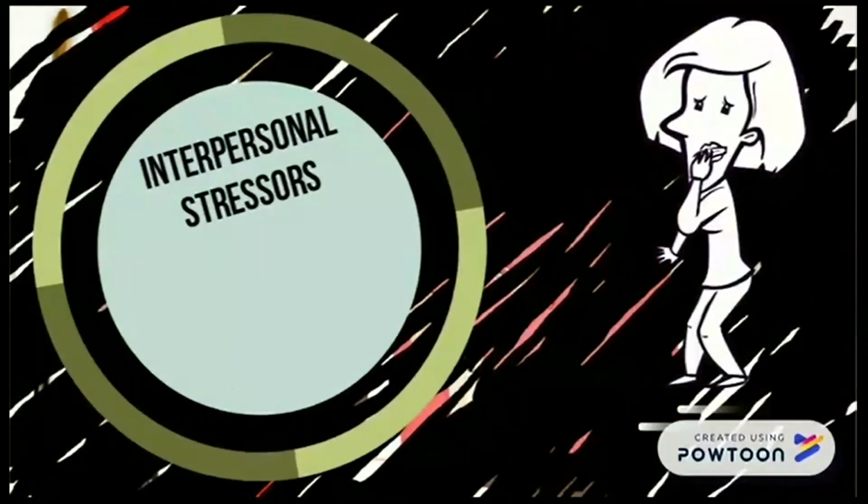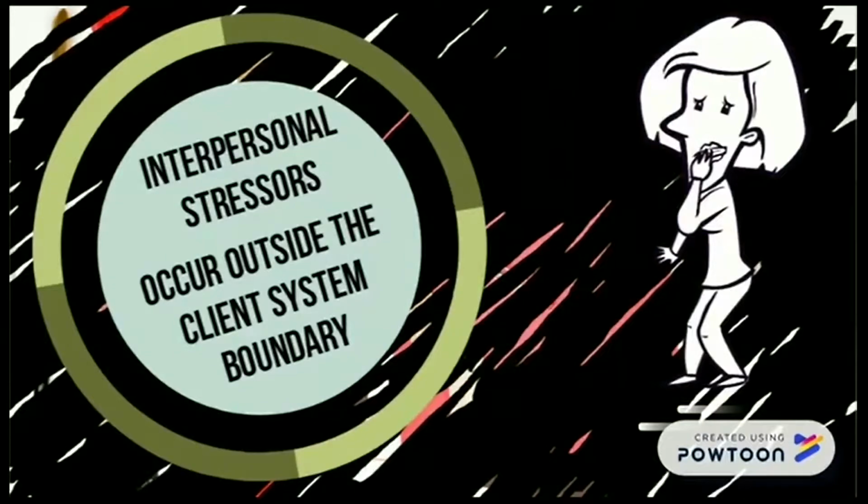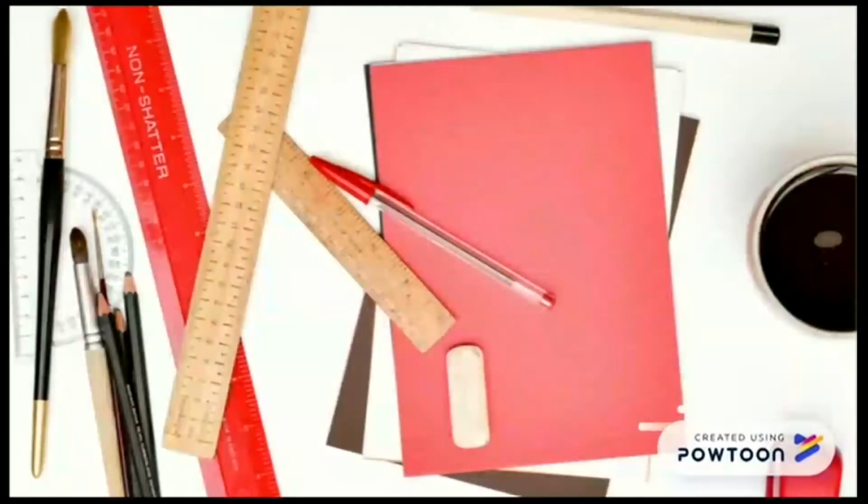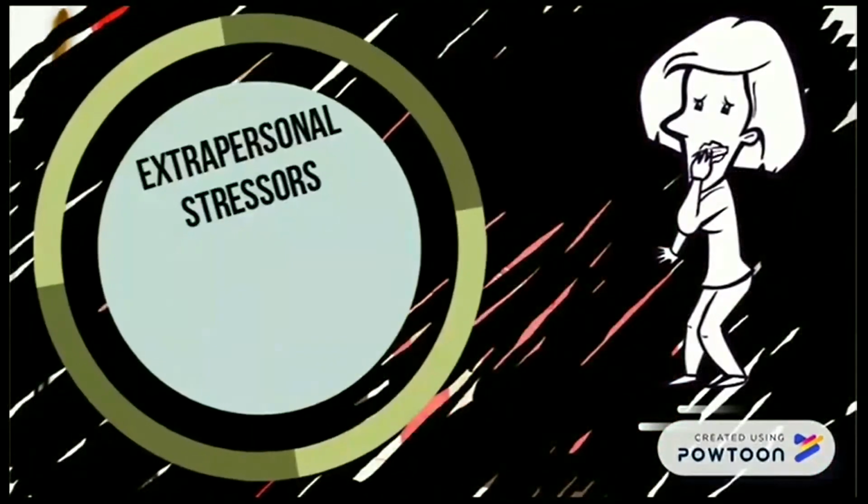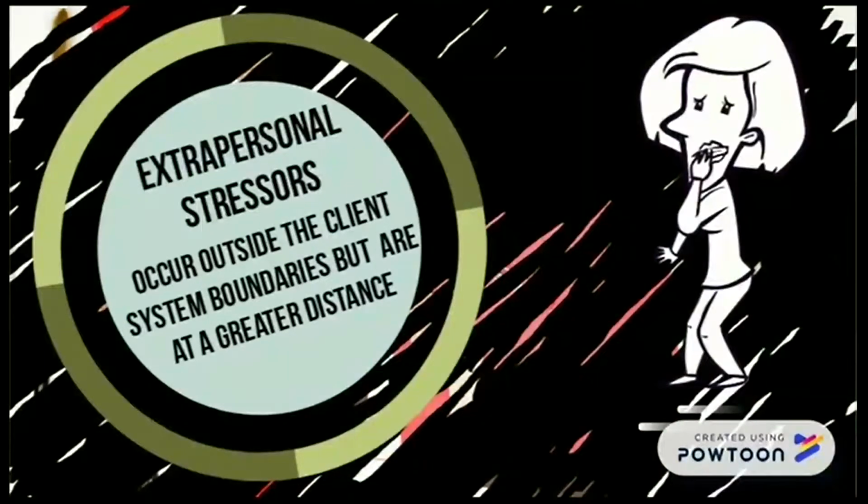Interpersonal stressors occur outside the client system boundary, are proximal to the system, and have an impact on the system. Extrapersonal stressors also occur outside the client system boundaries but are at a greater distance from the system than are interpersonal stressors. An example is a social policy.